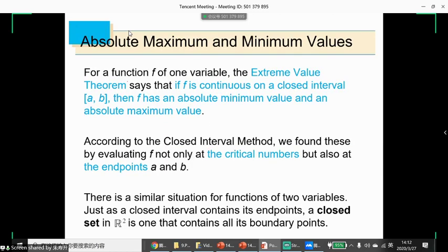Another one. Okay. For a function of one variable, the extreme value theorem says that if f is continuous on a closed interval, then f has an absolute minimum value and an absolute maximum value. We have learned this last semester. So if we want to find the absolute maximum or minimum, we have to check the critical points and also the endpoints. So there are two parts: the critical points and the endpoints.